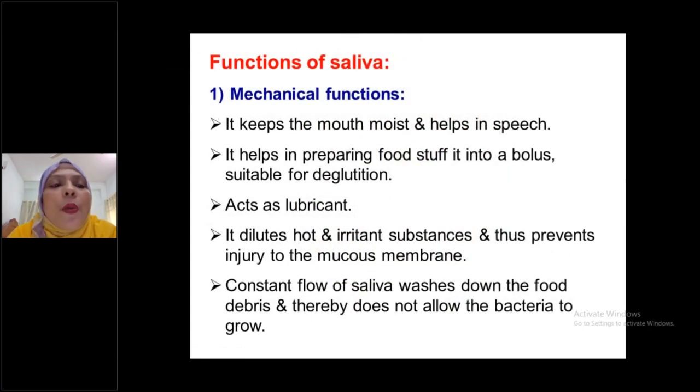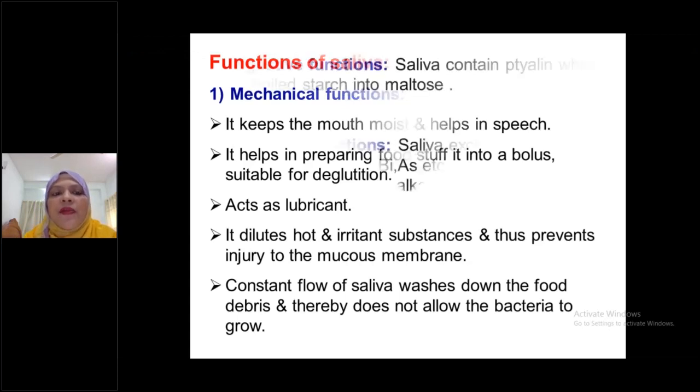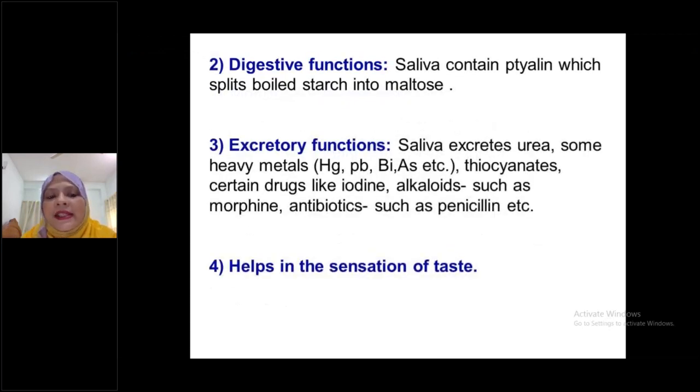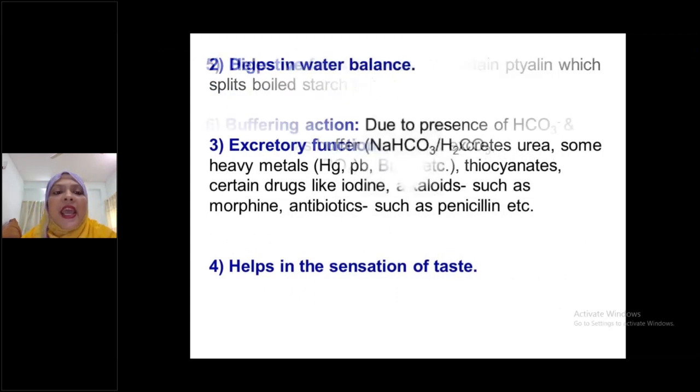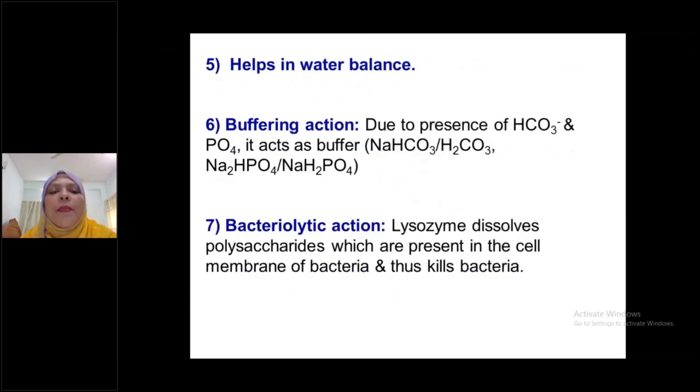Now, this is a common written question: write down the functions of saliva. Several times this question came under Chittagong University. You can write from your textbook: mechanical function, digestive function, excretory function, helps in the sensation of taste, helps in water balance, buffering action, and bacteriolytic action.